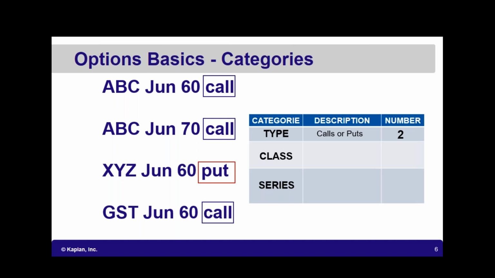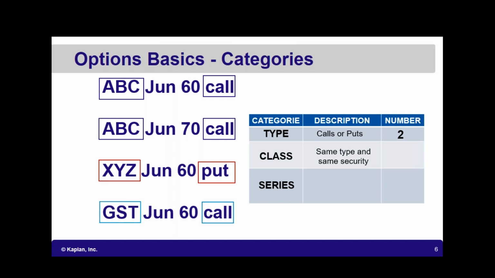Now, of course, if we had all calls or all puts, then we would only have 1 type represented out of the 4. But options can be further categorized based on the class of option. That's your same type and same security. So while we have 3 calls, 2 out of the 3 are representing ABC calls. And then, of course, we have that put in there. And then the last one is a GST. So it's a different security. So out of the 4, we had 2 types, but 3 classes.